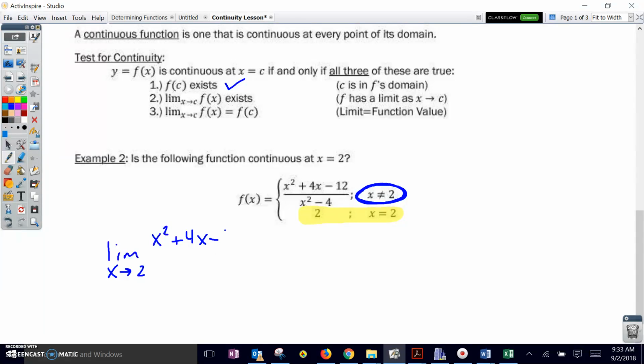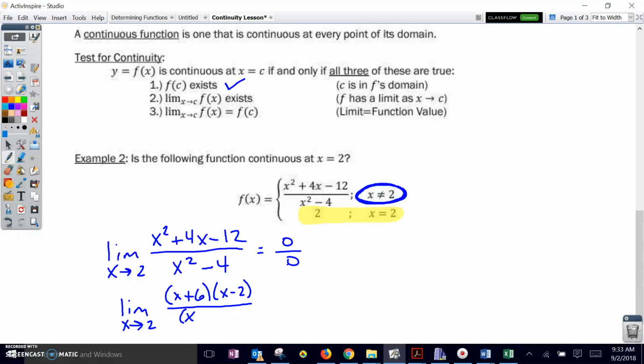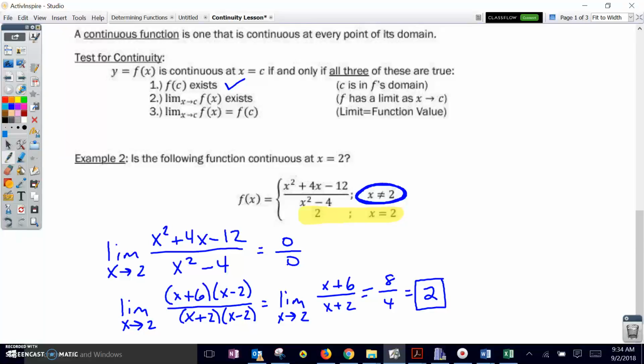Now, I think I'm going to do this algebraically. If I try to handle this algebraically via substitution, this is a 0 over 0. So I'm going to go ahead and factor and cancel, and this is the same as the limit as x approaches 2 of (x plus 6) times (x minus 2) over (x plus 2) times (x minus 2). And so it's the same as the limit as x approaches 2 of (x plus 6) over (x plus 2). That's 8 over 4. That's 2. So the limit does exist there.